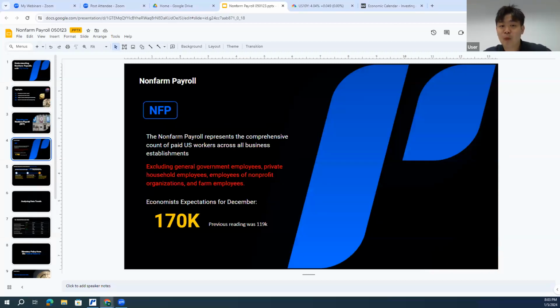So for new traders, what is NFP? It's very simple to understand. NFP is one economic data, one jobs data, that represents the comprehensive count of paid US workers across all business establishments, excluding general government employees, private household employees, employees of non-profit organizations, and farm employees. Or to put it in very simple terms, NFP is one of the major jobs indicators in the United States. By analyzing the NFP data, we are able to understand whether, as of now, the US economic outlook is good or not, whether a lot of people are getting jobs in the United States or not.